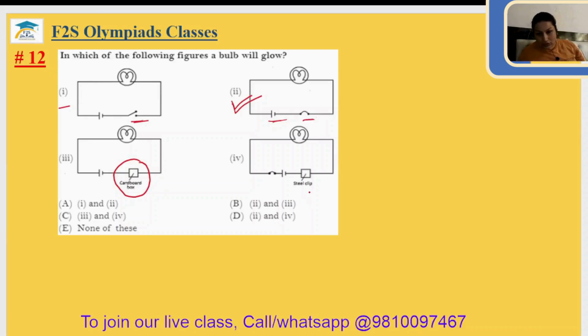And this is your steel clip. The steel clip is a good conductor of electricity. So electric current can flow through it and the bulb will glow. Options 2 and 4 are present in option D. So 12th answer will be option D.